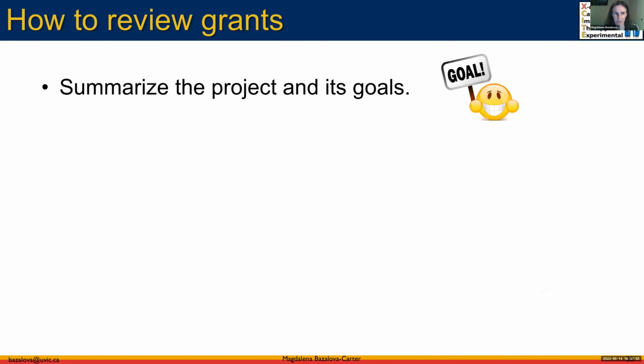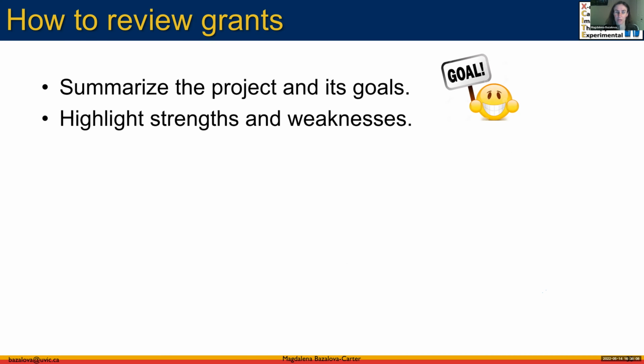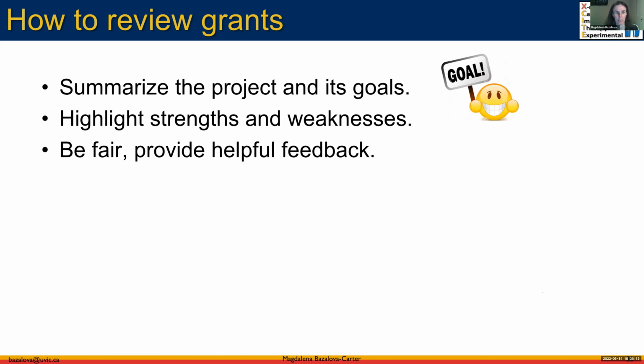So what do you actually do when you review a grant? You typically summarize the project and its goals. Often you can do this by copy-pasting from the grant proposal itself, but it's good for you also to rephrase to make sure that you understand what exactly they're doing. You should highlight the strengths and weaknesses, and that's very common for all applications. Similar to papers, you should be fair and provide helpful feedback. It's possible that this grant will not get funded. The applicants will get the feedback back. They want to be able to improve the application based on your feedback and resubmit.